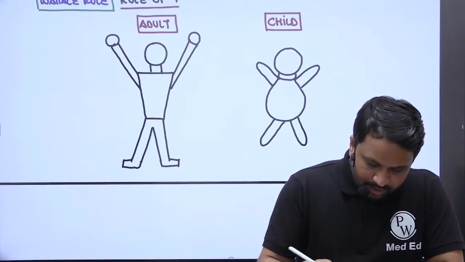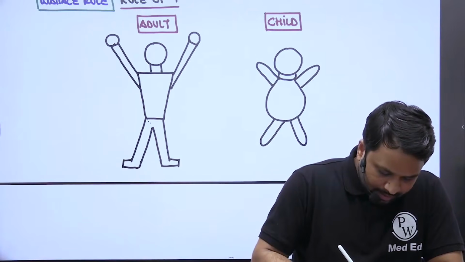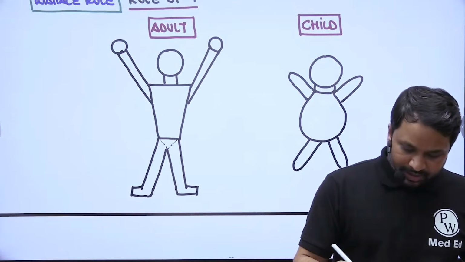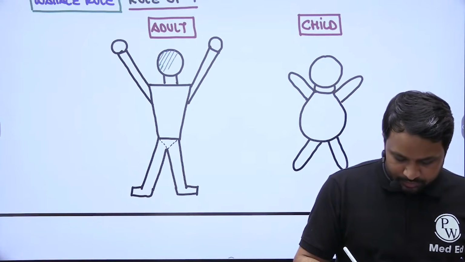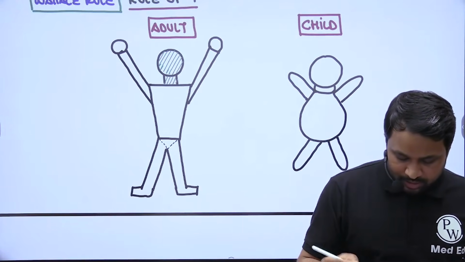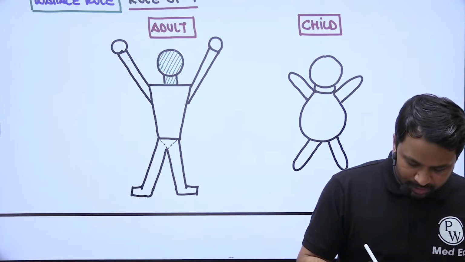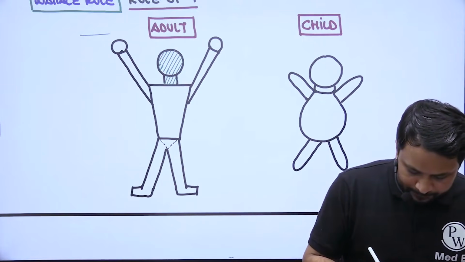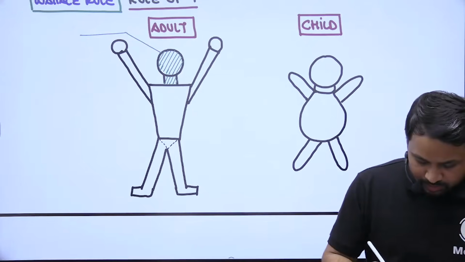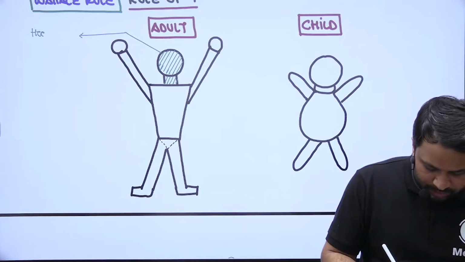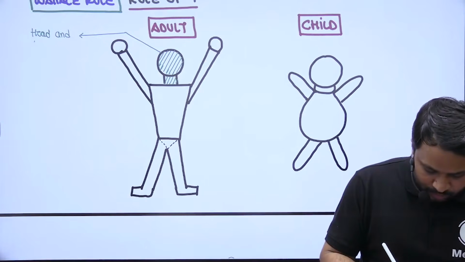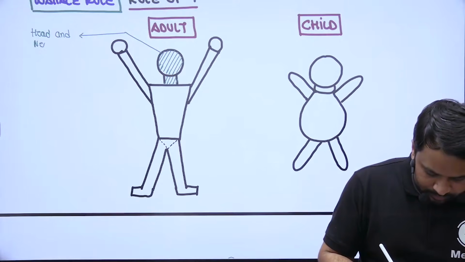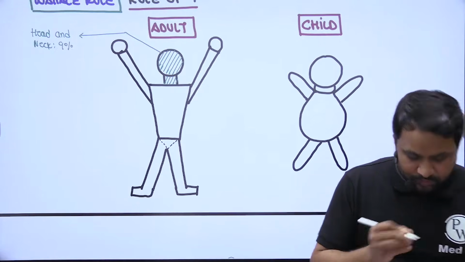Now in adult, we will also consider this area. This area is what we call the perineum. Now when you look at the Wallace rule, in the adult, the head and the neck together, the one that I'm shading in green, it is going to be 9%. The head and neck together will account for 9%.